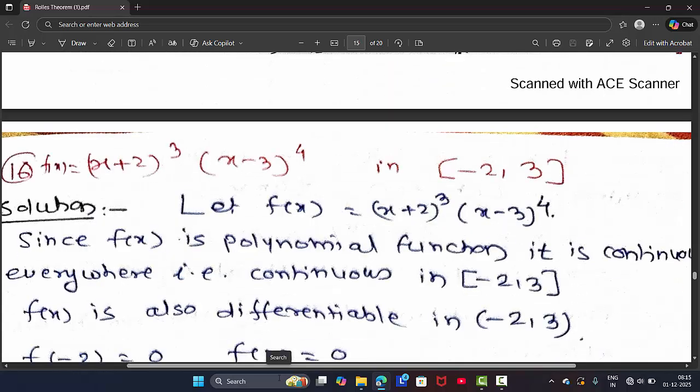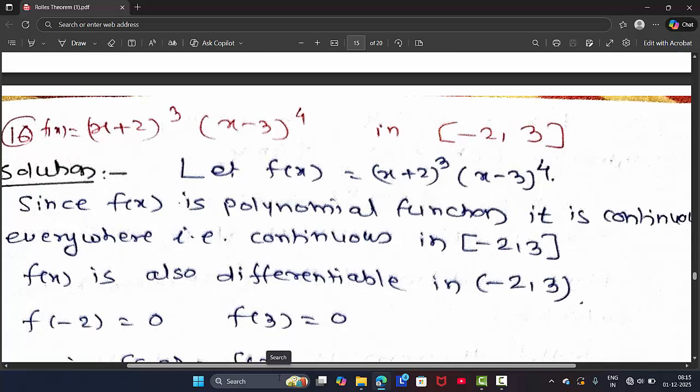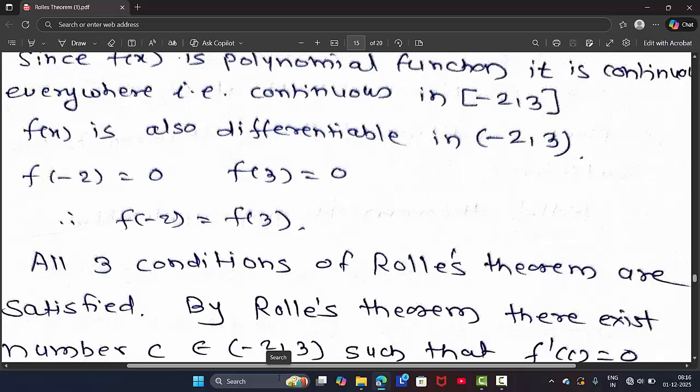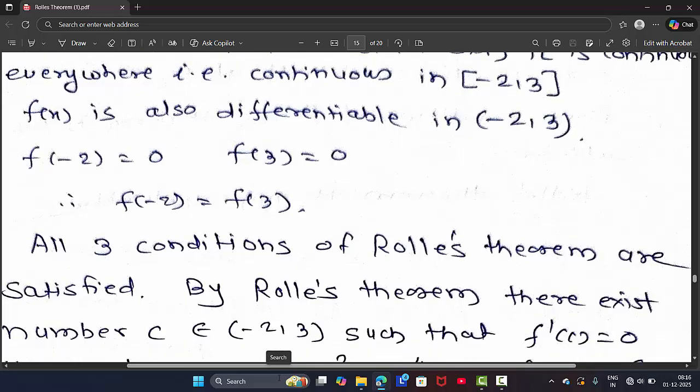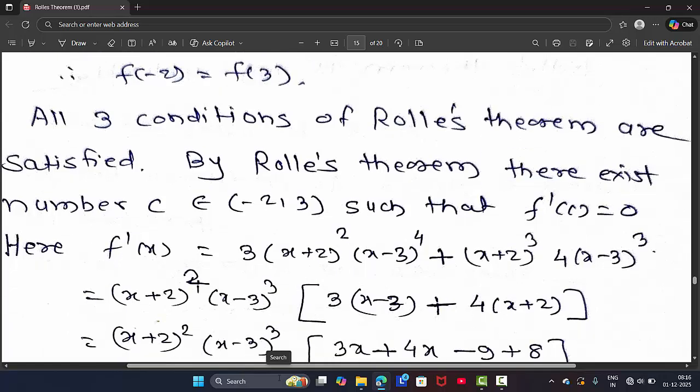16th problem. f x equal to x plus 2 cube into x minus 3 raised to 4 in minus 2, 3. f x is a polynomial function, and hence it is continuous everywhere, and f x is also differentiable in minus 2, 3. f of minus 2 equal to 0, f of 3 equal to 0. These values are clear, and hence all the three conditions of Rolle's theorem are satisfied. By Rolle's theorem, there exists a number c in minus 2, 3 such that f dash c equal to 0.